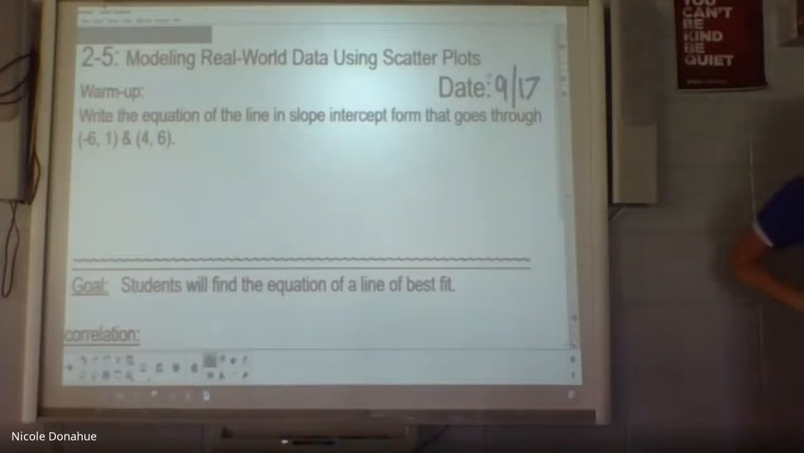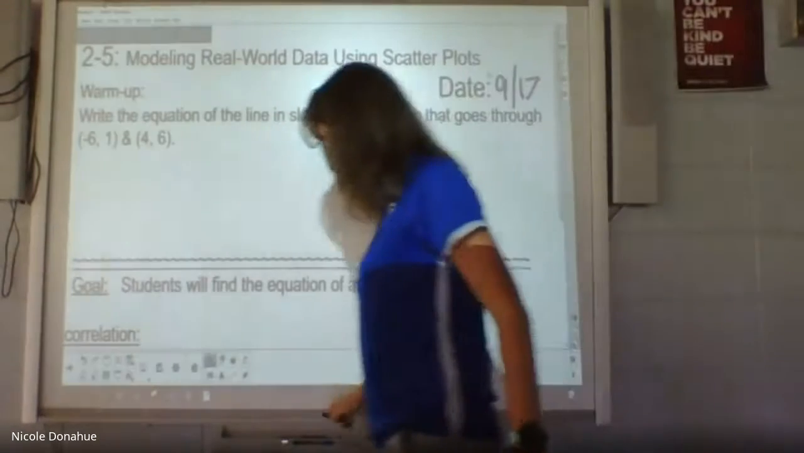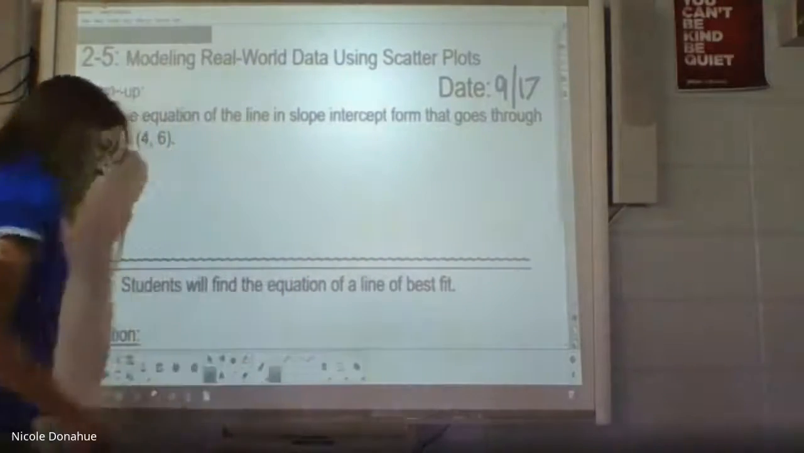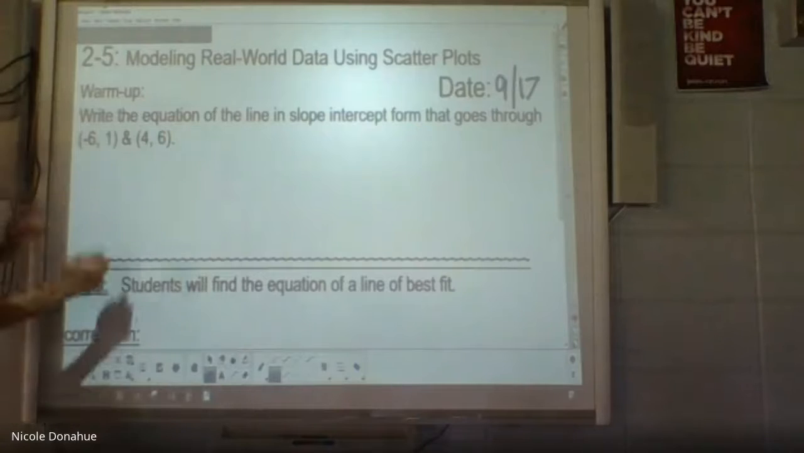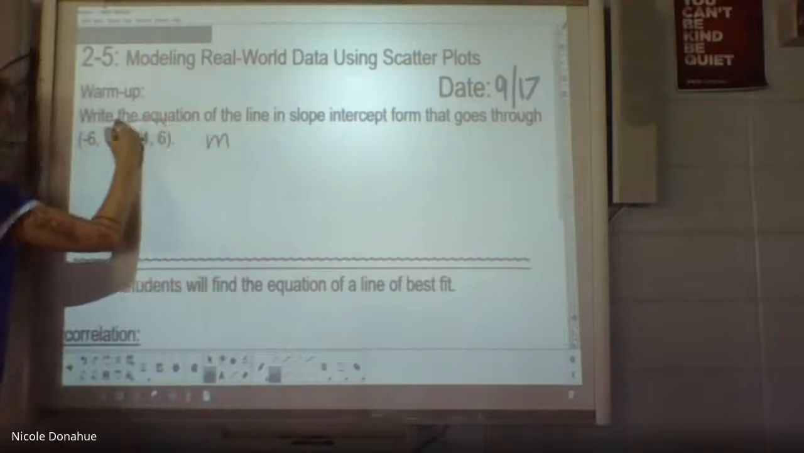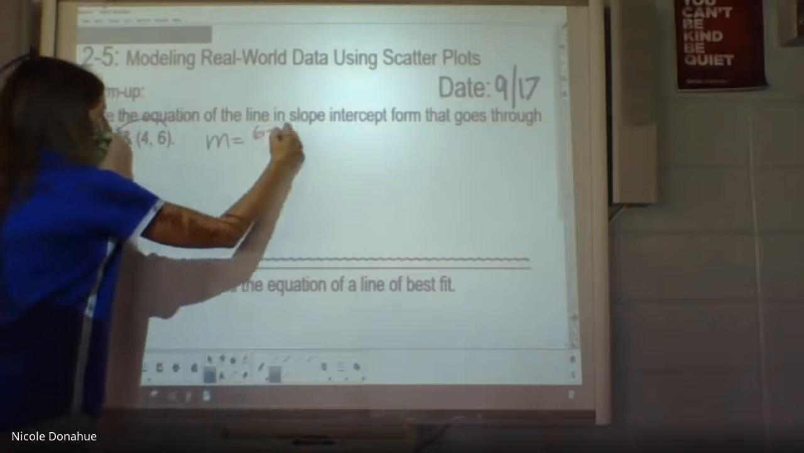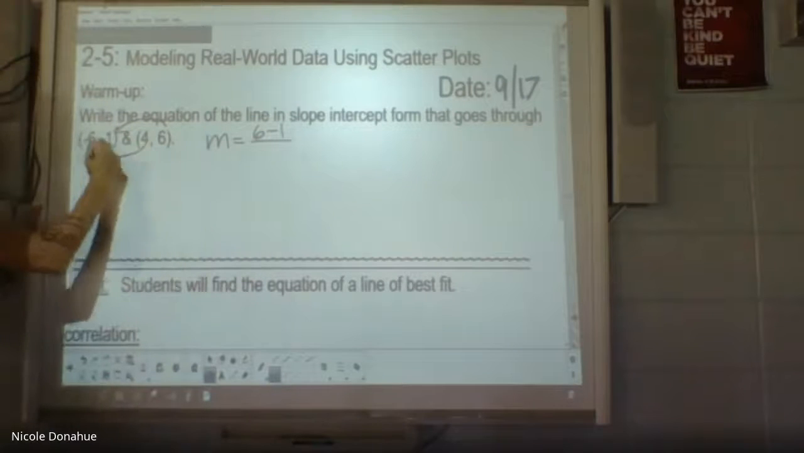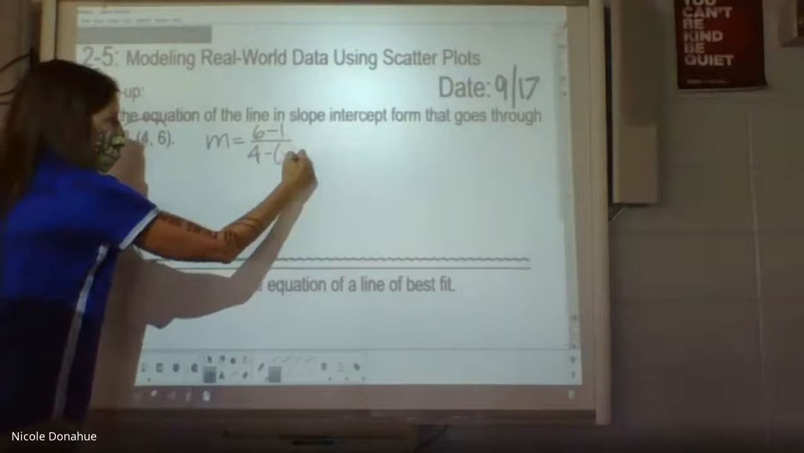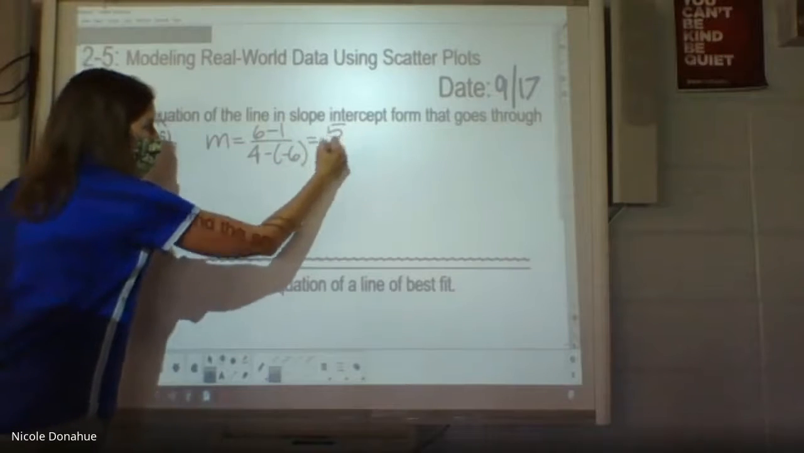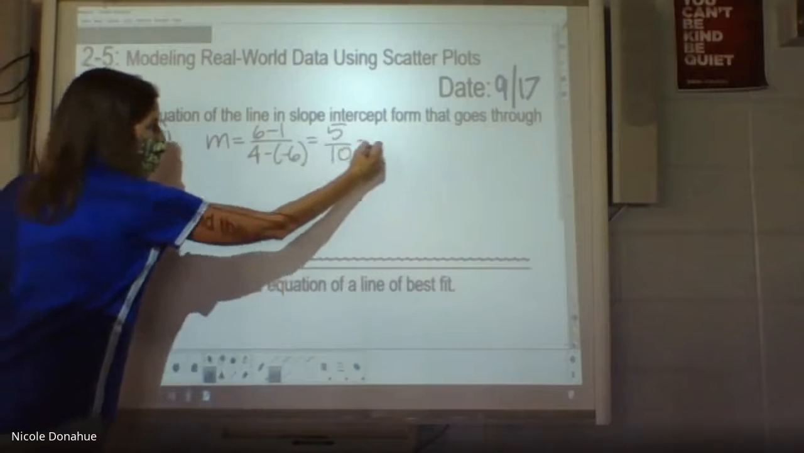So what did you guys get for your slope? Half. That's agree. If you didn't get half, makes the rest of the problem really tough because everything else depends on that. So we're going to do y2 minus y1. So 6 minus 1. And then 4 minus a negative 6. 5 over 10, which is 1/2.